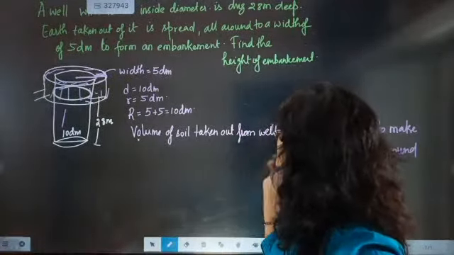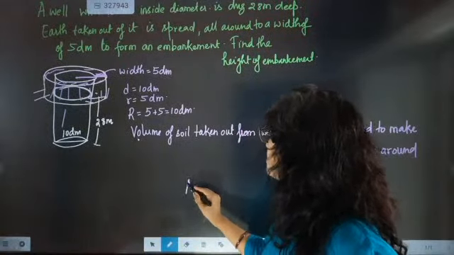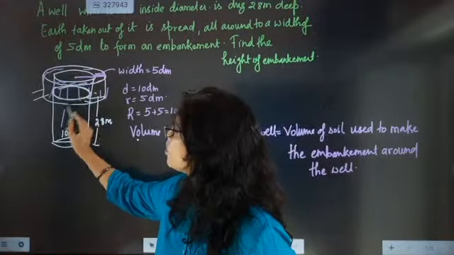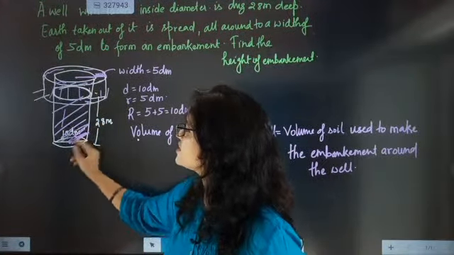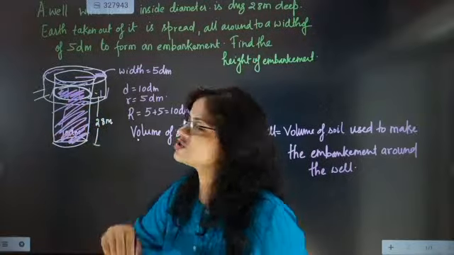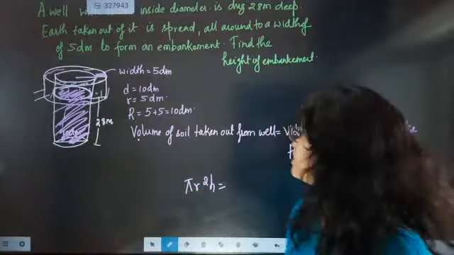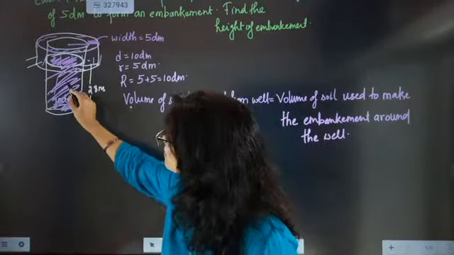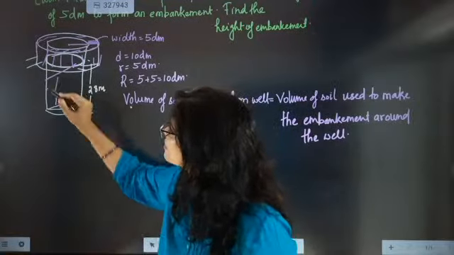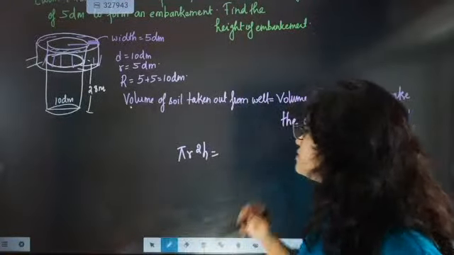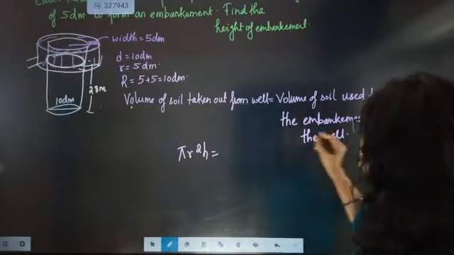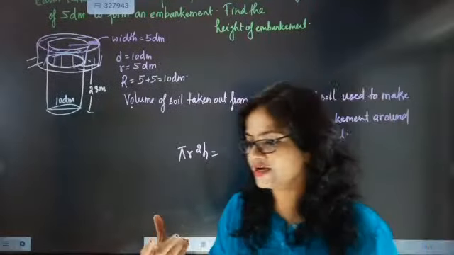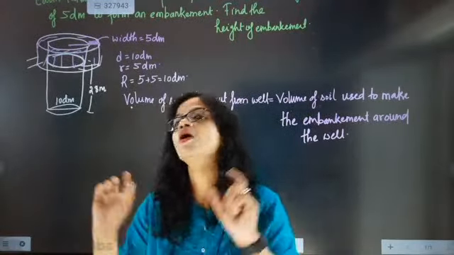So volume of soil taken out from the well will become pi r square h, this much, because this is exactly the volume of the well. So this soil will be coming out to make this embankment. Fine. And volume of soil used to make the embankment: but the embankment is like a pipe, a hollow cylinder.